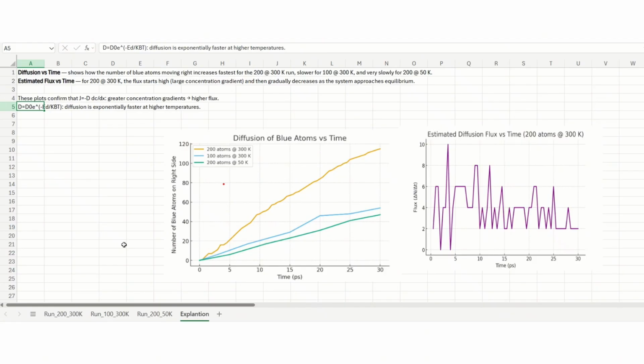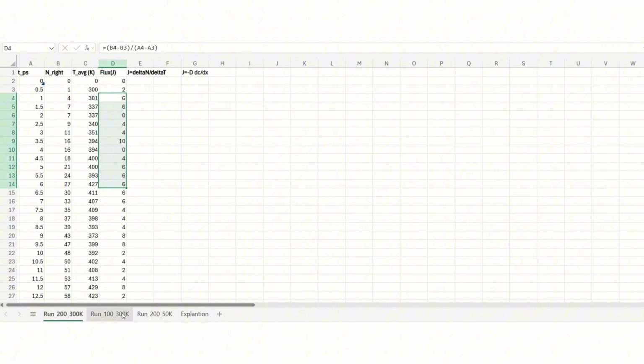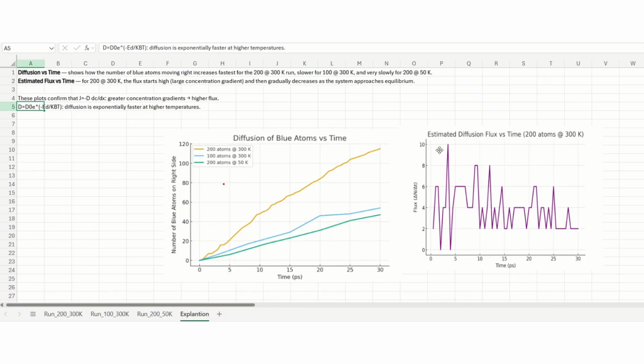Overall, the 3 data sets from the 3 runs given here, as well as the graphs, show that the diffusion flux is directly related to the concentration gradient, which supports J equals negative D dC over dx, and that the diffusion rate increased strongly with temperature, which supports the second equation here, D equals D naught e to the negative E_D over k_B T.